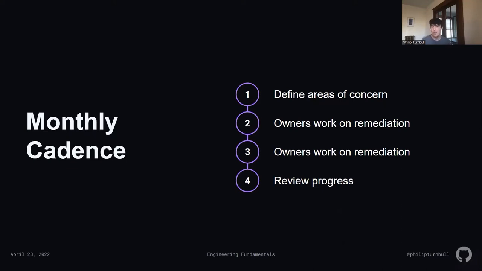So taking our dependency example again, I'm responsible for building out a list at the beginning of the month of services that I have concerns about. So services with any high or critical dependable alerts, or services with a large number of dependable alerts that are currently outstanding. We pass those on to service owners, and then they are responsible for upgrading dependencies or removing dependencies they no longer need. And then we review that progress at the monthly meeting.